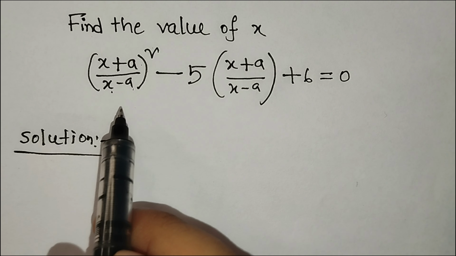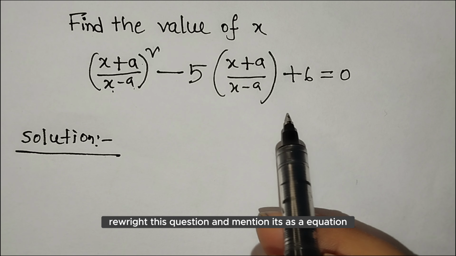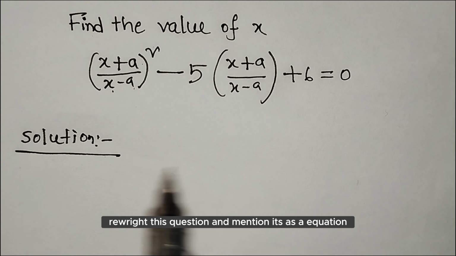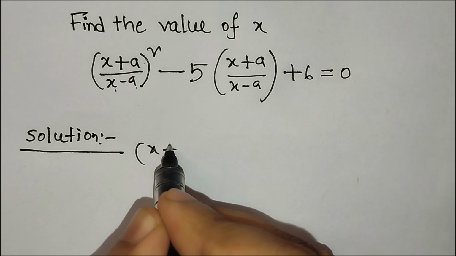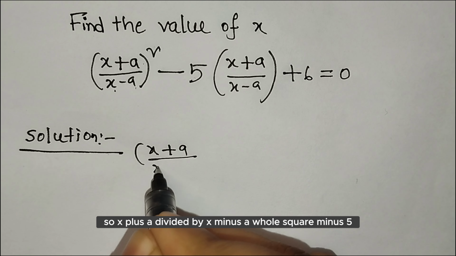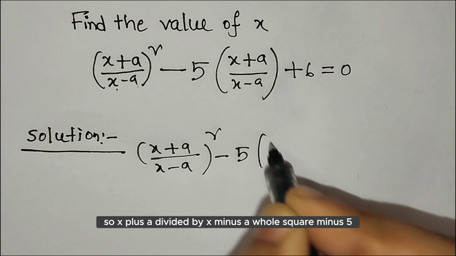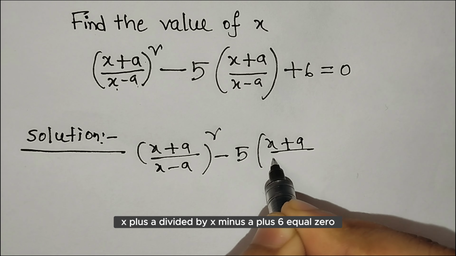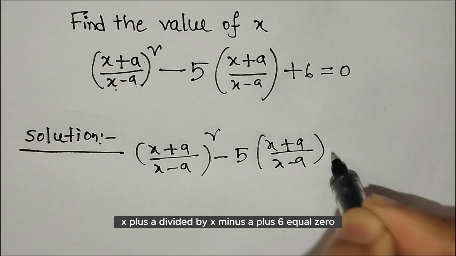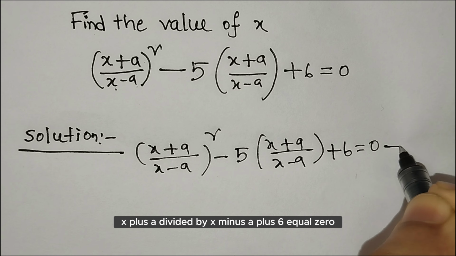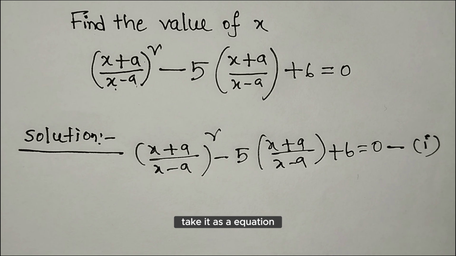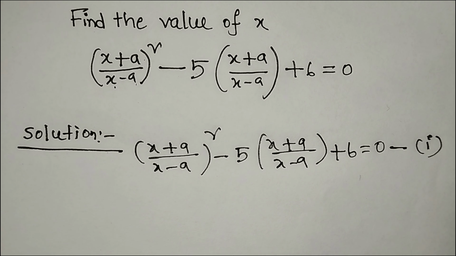First of all, read this question and mention it as an equation. So ((x plus a) divided by (x minus a)) whole square minus 5 ((x plus a) divided by (x minus a)) plus 6 equals 0. Take it as an equation.